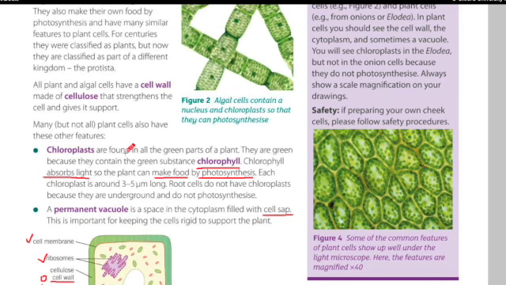Now, the cell wall is rigid and strong because cell walls are made of a material called cellulose. And that is a very strong, tough carbohydrate that can strengthen the cell and give it support. So that is the structure and the function of the plant and animal cells.